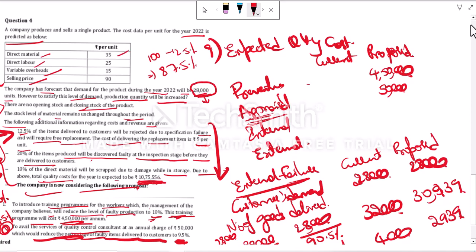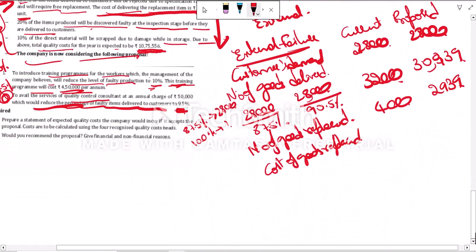35 rupees of direct material, direct labor 25 rupees, and variable overheads 15 rupees, and selling price of 90 rupees. Sorry, the selling price is not a cost, no, only these three costs. Along with these costs, they told in the first point that the cost of delivering the replacement item is 5 per unit. So in order to deliver the replacement item, we are incurring an extra cost of 5 rupees. We will include that in these defects only. So 35 plus 25 plus 15 plus 5, all these 80 rupees we will charge to the defective products, because they are defective.